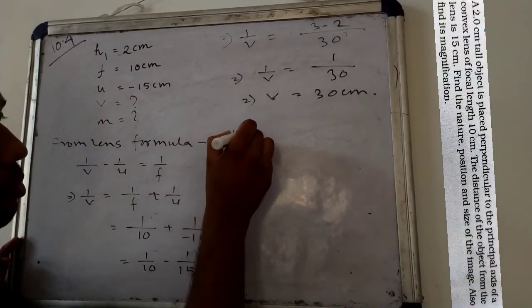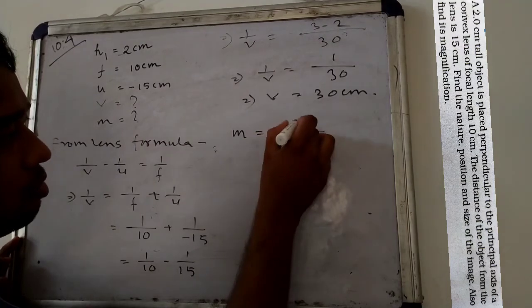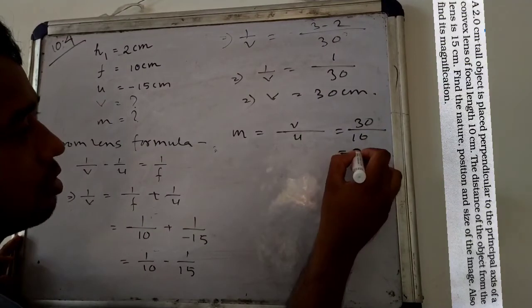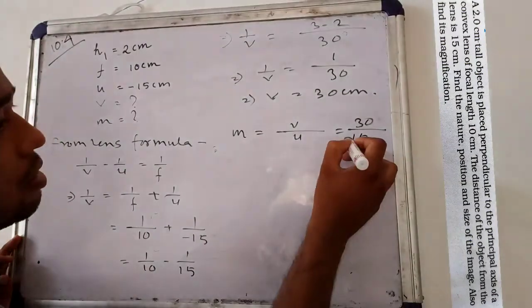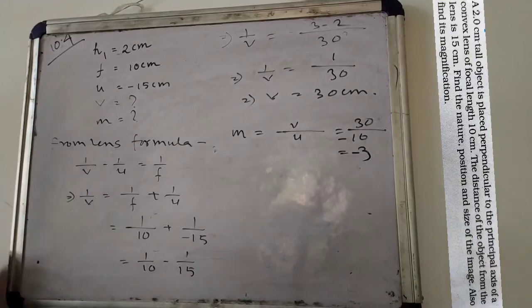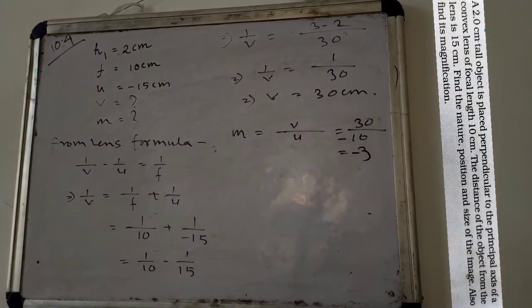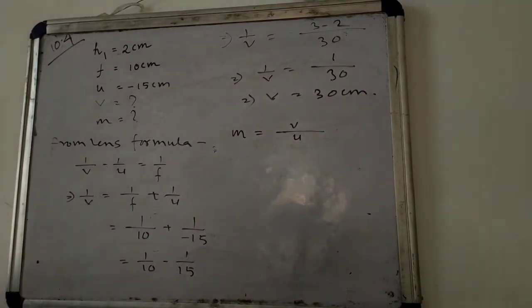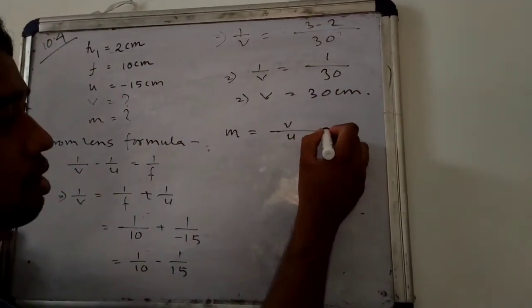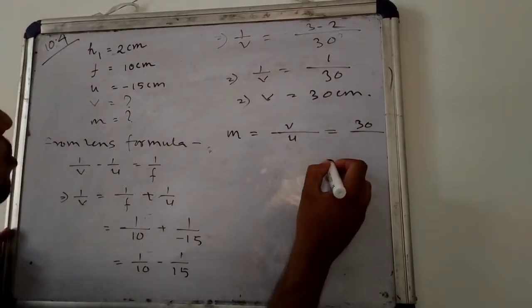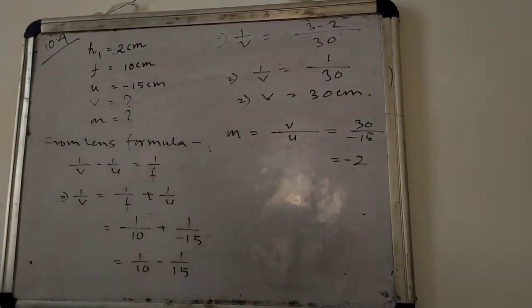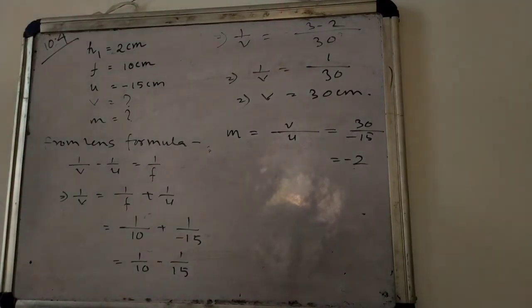Then magnification m equals v by u. In place of v it is 30, in place of u it is minus 15, so minus 2. So this is the value of magnification.